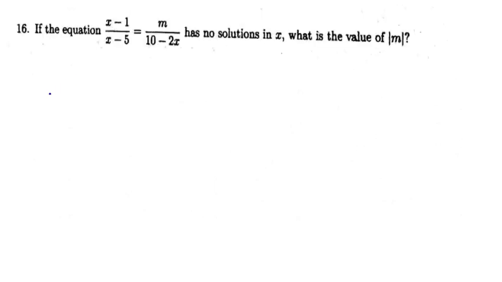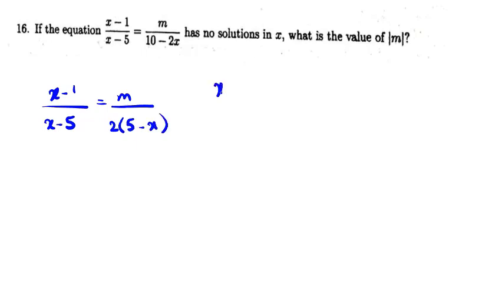Okay, so it is x minus 1 over x minus 5. You can factor 2 from this denominator. It will be 2 times 5 minus x. So we know that x is not 5, because the denominator at x equals 5 will be 0. Now, because x is not 5, we can multiply and divide. We can cancel these two things, and we have negative here because it's 5 minus x. So if we cross multiply, we have 2x minus 1 equals negative m.